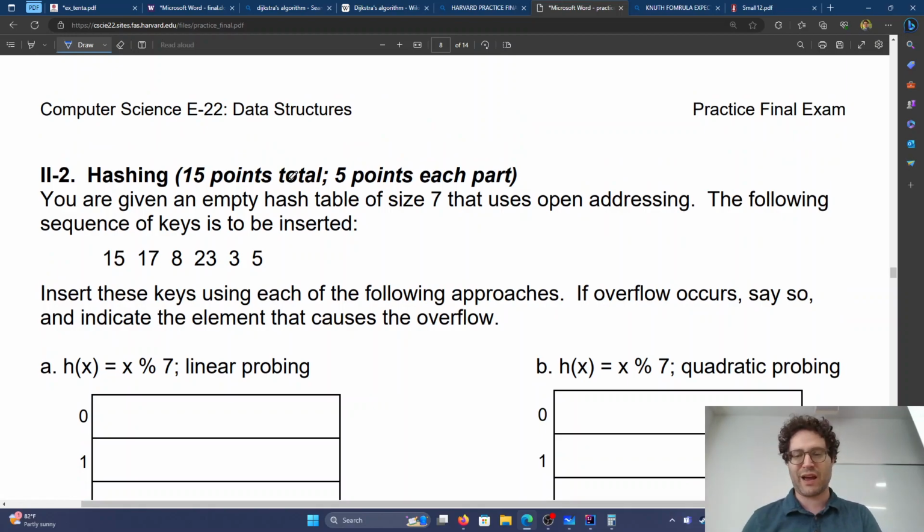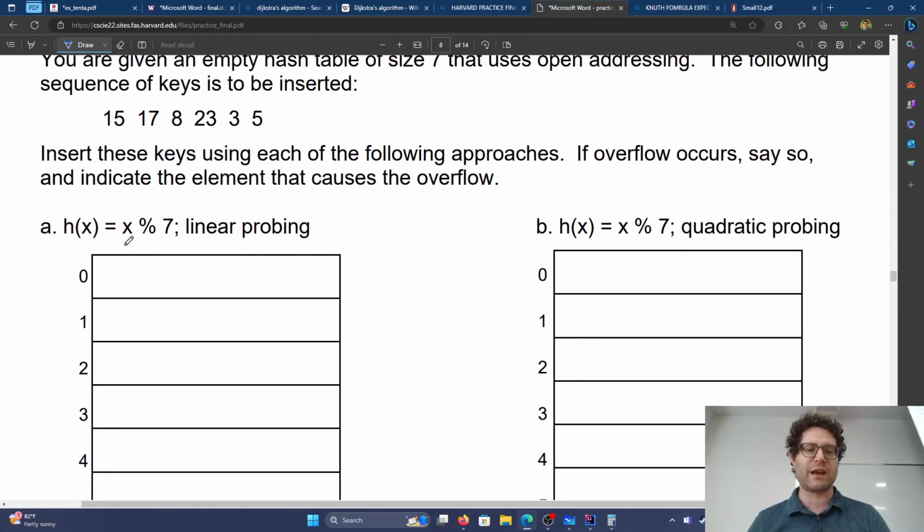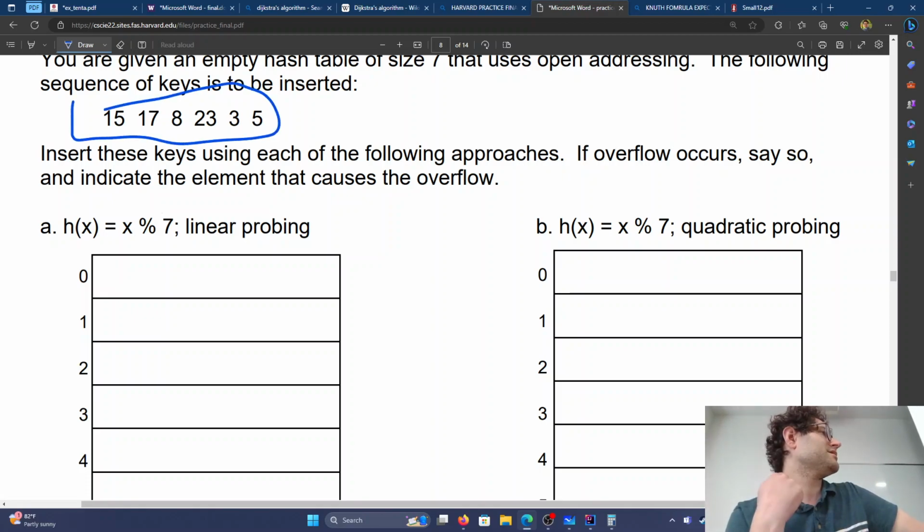You're given an initially empty hash table of size 7 that uses open addressing. The following sequence of keys is to be inserted. Insert these keys using the following approaches. If an overflow occurs, say so and indicate the element that causes the overflow. So here we insert these keys into the slots, and each key goes into the index that is the key value mod 7.